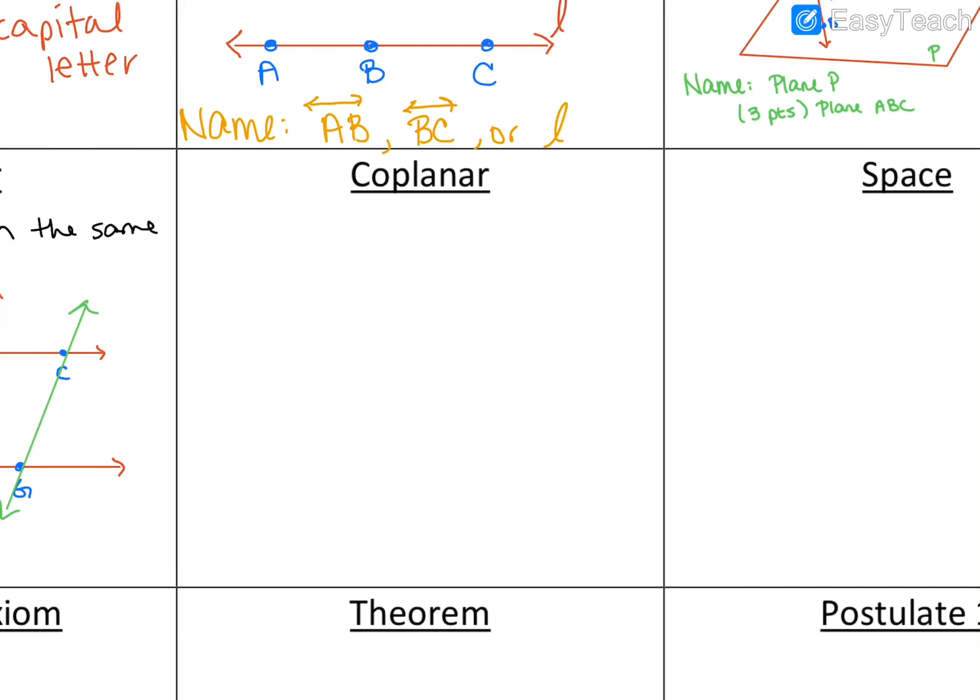All right, so let's talk about what coplanar then means. Coplanar is very similar to collinear. It's just points or lines that exist on the same plane. So let me make sure I have a good color here. Okay, so points and lines that are on the same plane.